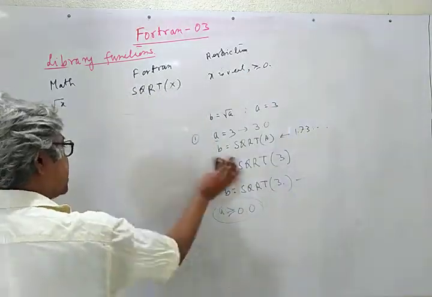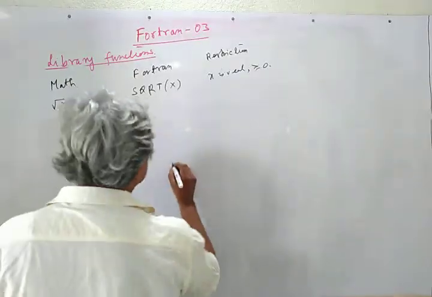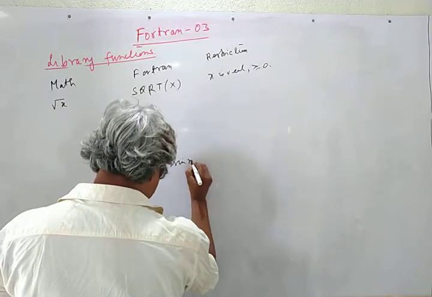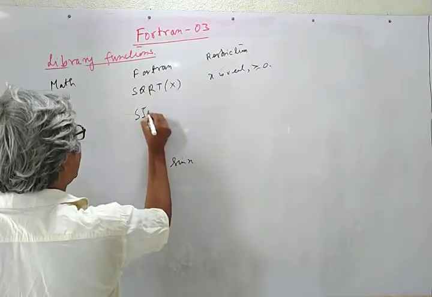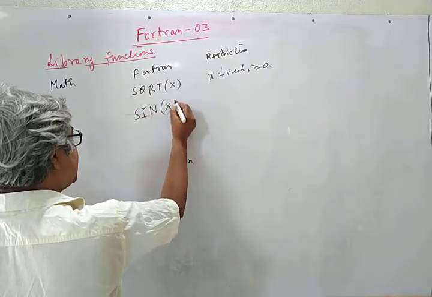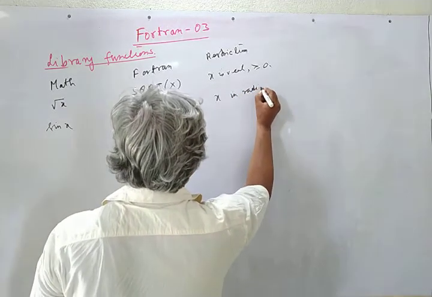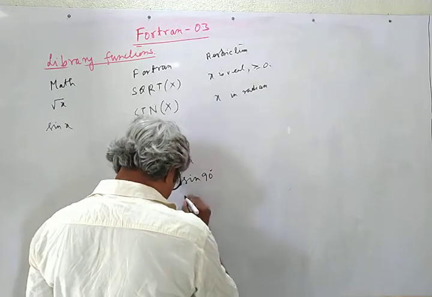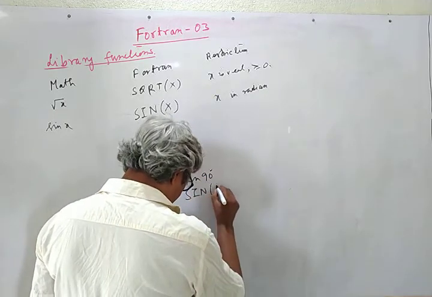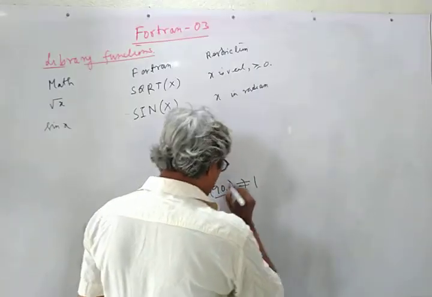Second, sine. If you want to calculate sine of x, then it is sin of x. We write it sin. They are case insensitive and the value x is in radian. That is to say, if you want to calculate sine of 90 degree, then writing sin of 90.0 does not give you 1 because it is not in radian.